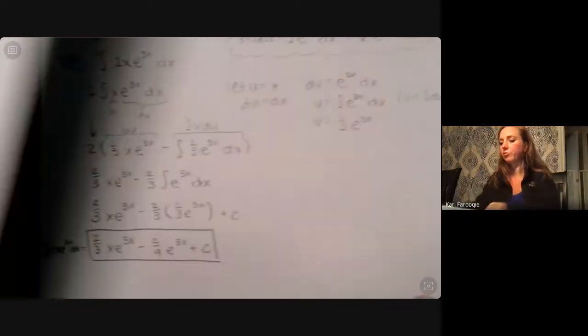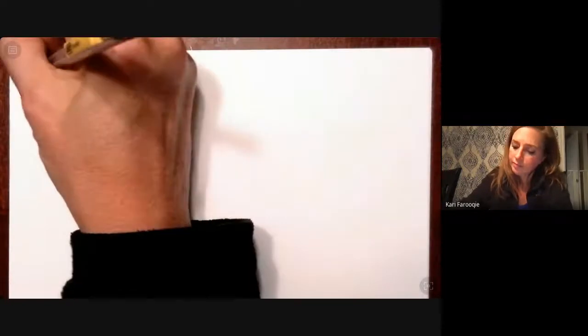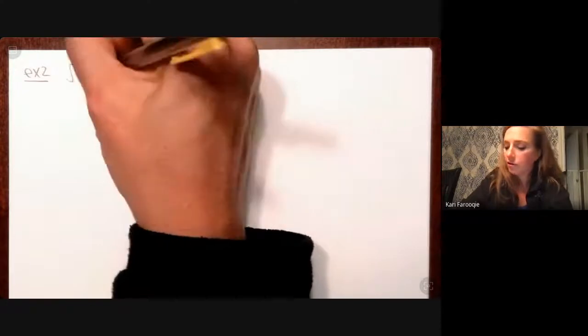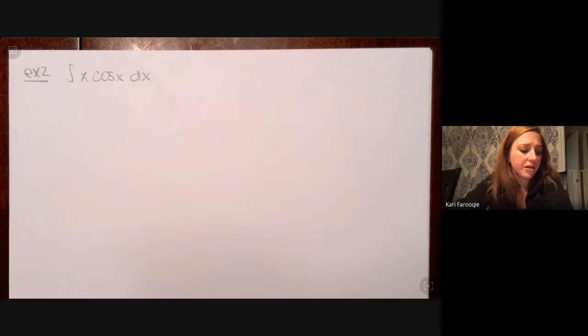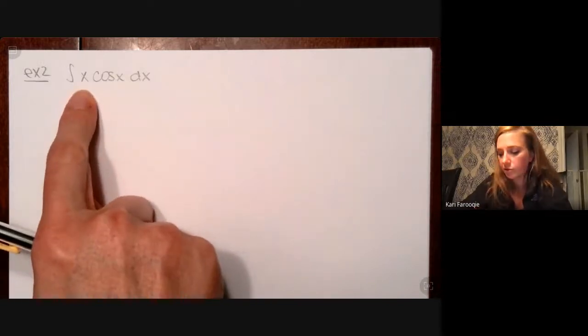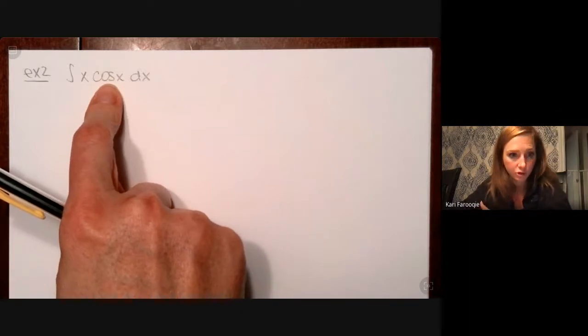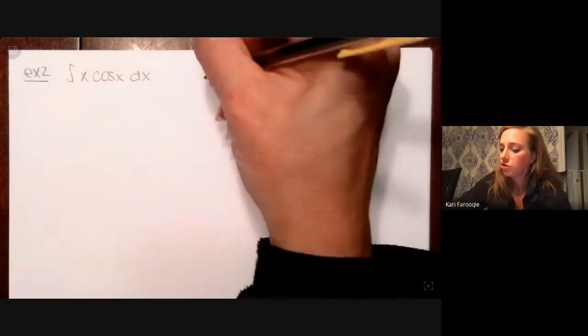Okay, so that was example 1. Example 2. All right, so this is the integral of x times the cosine of x dx. So like I said, this one's going to be pretty similar to the last example, except in this case, you have an algebraic function, or in this case, some linear function in x multiplied by a trig function. The last example, you had an exponential function. But u, in this case, is going to be your algebraic function, x.